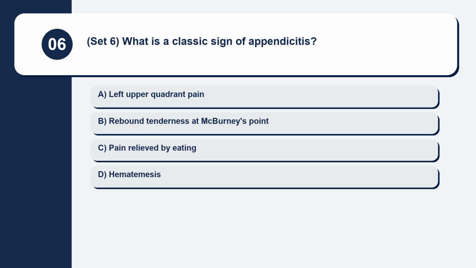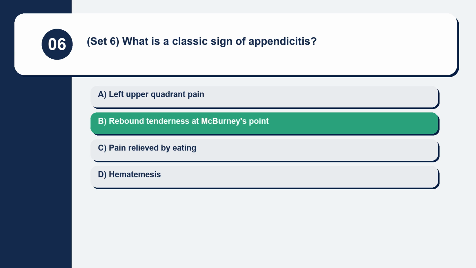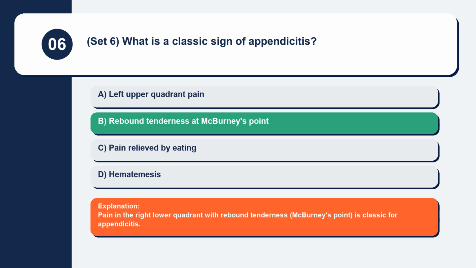Question 6. Set 6. What is a classic sign of appendicitis? Left upper quadrant pain, rebound tenderness at McBurney's point, pain relieved by eating, hemoptysis. Pain in the right lower quadrant with rebound tenderness, McBurney's point, is classic for appendicitis.